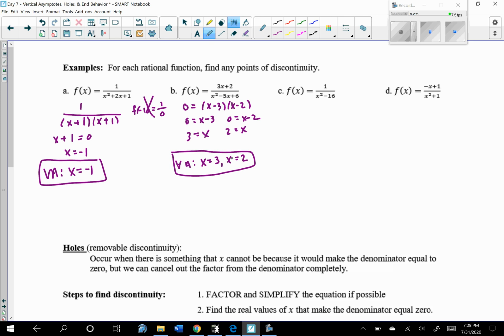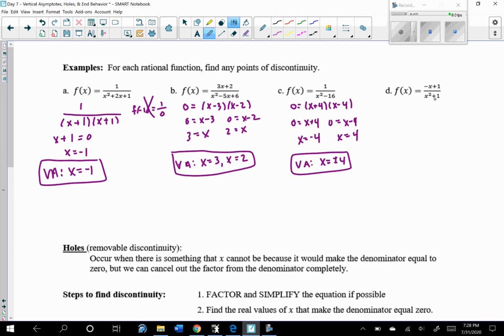Looking at the next one, same thing. If I go ahead and factor, this factors into the difference of two squares. So x plus 4 times x minus 4, and then I'm going to set each factor equal to 0 and solve, and I get x equals -4 and x equals 4. So that means we have vertical asymptotes at x equals plus or minus 4.